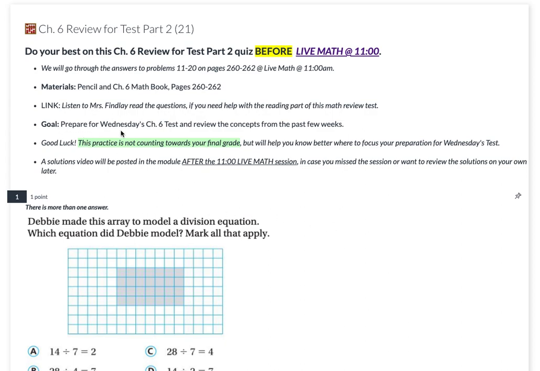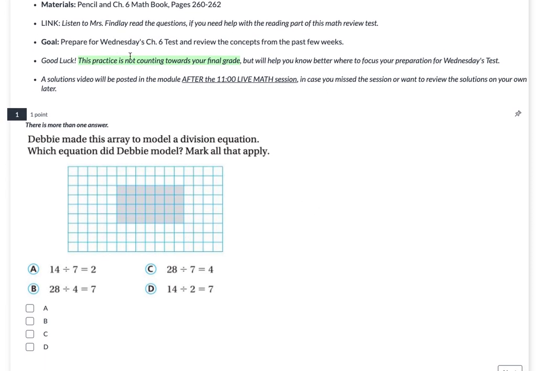Your goal is to prepare for Wednesday's Chapter 6 test and review the concepts from the past few weeks. Good luck. This practice is not counting towards your final grade, but it will help you know better where to focus your preparation for Wednesday's tests. A pre-test is a great way to practice and get an idea of where you should spend more time preparing. A solutions video will be posted in the module after the 11 o'clock live math session in case you missed the session or you want to review the solutions on your own later.